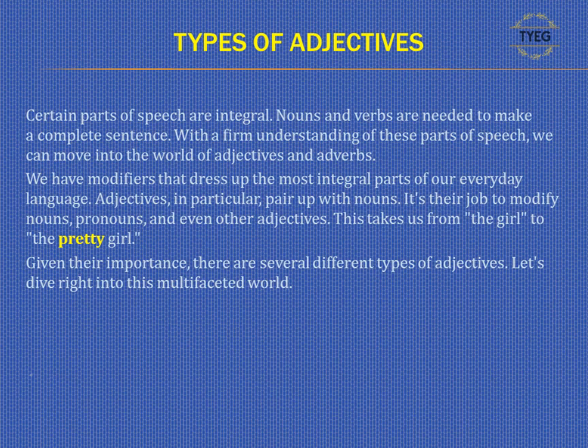Types of adjectives. Certain parts of speech are integral. Nouns and verbs are needed to make a complete sentence. With a firm understanding of these parts of speech, we can move into the world of adjectives and adverbs. We have modifiers that dress up the most integral parts of our everyday language. Adjectives, in particular, pair up with nouns. It's their job to modify nouns, pronouns, and even other adjectives. This takes us from the girl to the pretty girl. Given their importance, there are several different types of adjectives. Let's dive right into this multifaceted world.